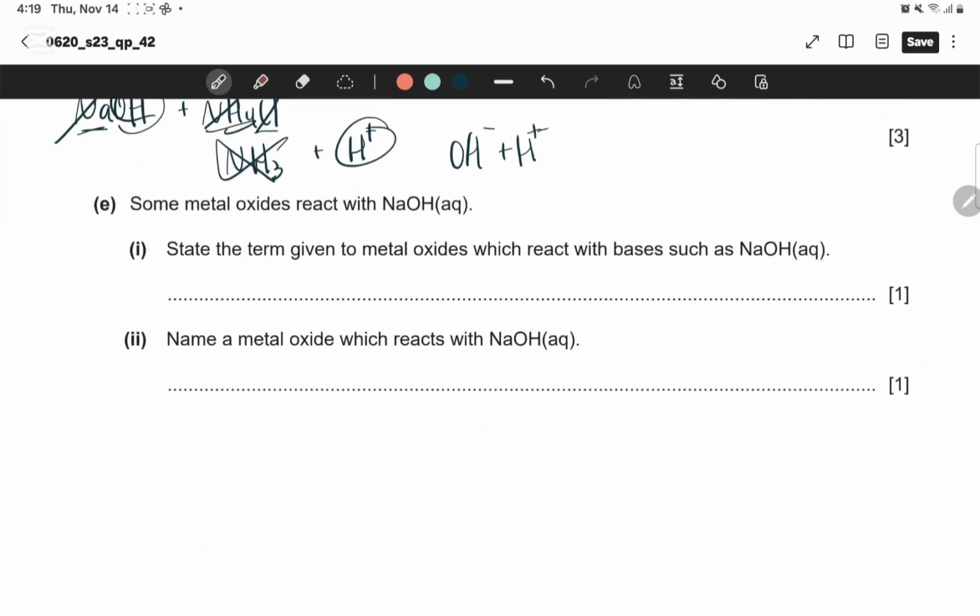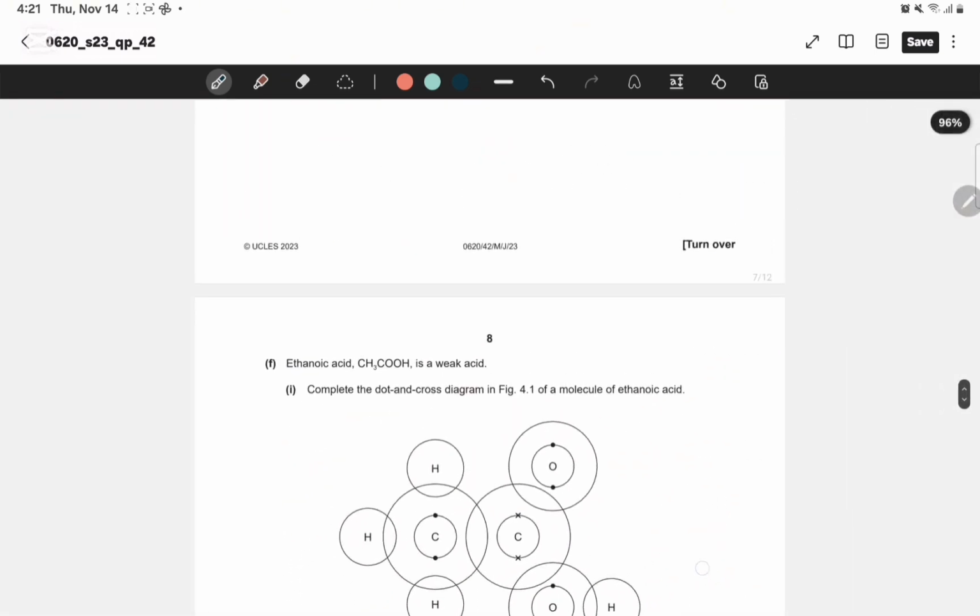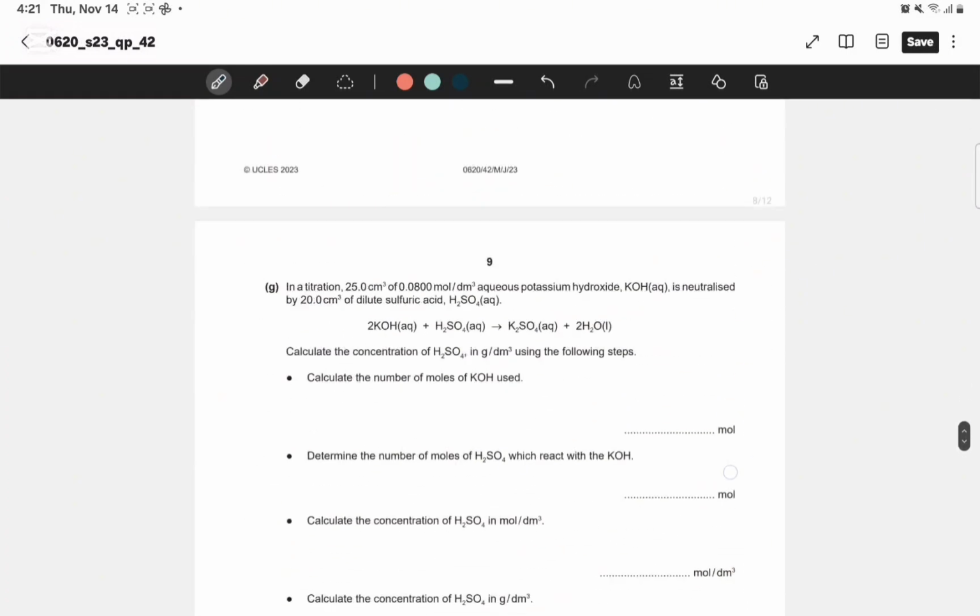Okay, state the term given to metal oxides which react with bases such as NaOH. So here it's going to be amphoteric oxides. It's amphoteric because we know amphoteric oxides react with acids and bases, right? So that's why it's amphoteric. Okay, and then name a metal oxide which reacts with NaOH. Just think of any amphoteric oxide, ZnO.